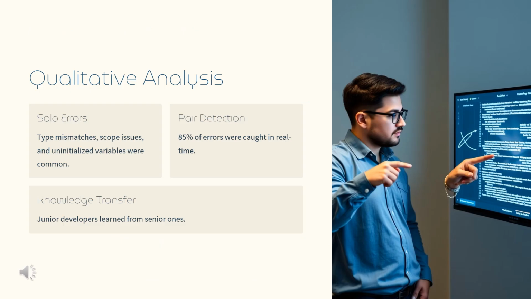When we go to the qualitative analysis, it's found that solo errors like type mismatches, scope issues, and data declaration errors are very common, and 85% of errors were caught in real time. Since there is one driver and one navigator in pair programming, it's very easy to identify errors compared to solo programming.